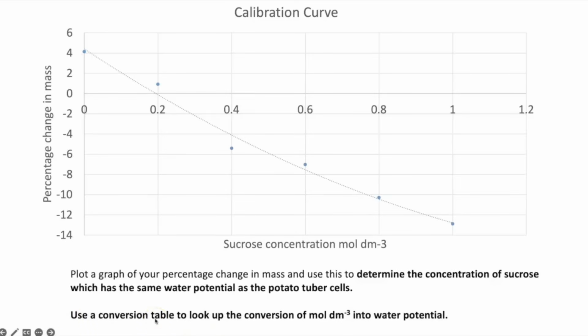So you use your conversion table to look up the conversion of, let's say that is 0.95 moles per decimeter cubed. We'd look up in the conversion table what that is as a water potential. And we have therefore now successfully achieved what that required practical set out to do: determine the concentration of sucrose, which has the same water potential as the tuber cells.